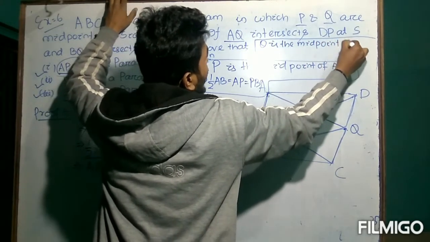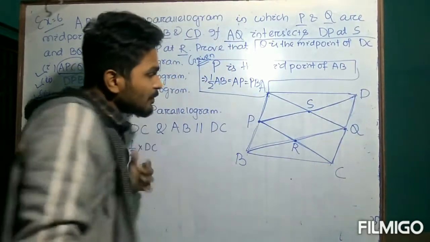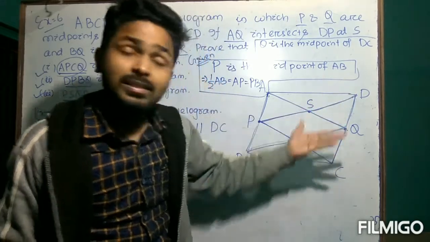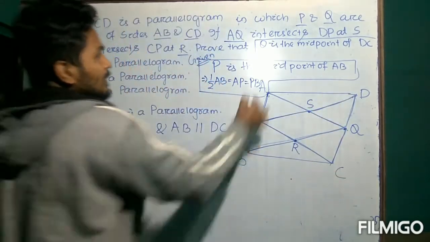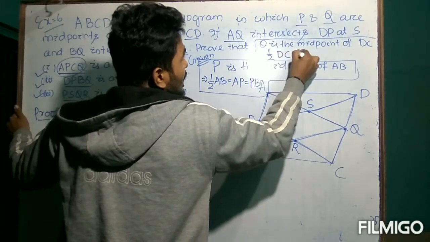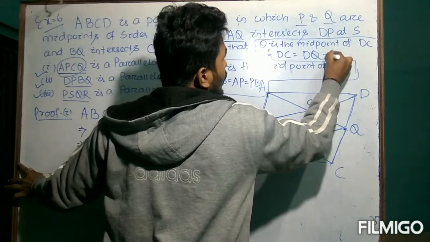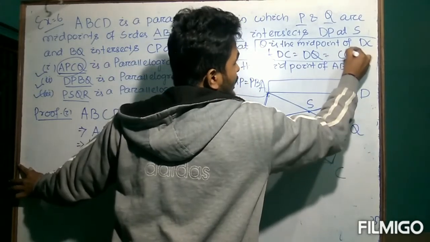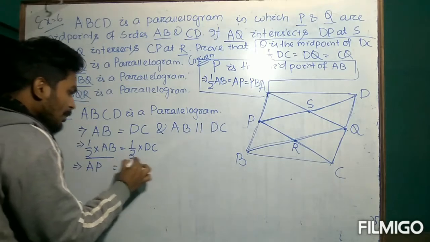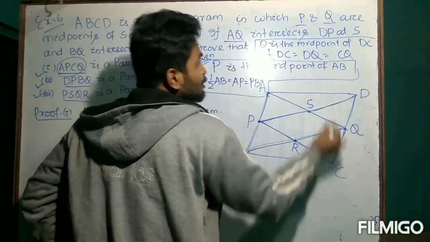Q is the midpoint of DC. That means if we take half of the total length DC, we will get either this half or this half. Simple thing. So if we find half of the length DC, we will get either this length or this length. Is it clear? Okay. So now in place of half of DC, we can substitute CQ.